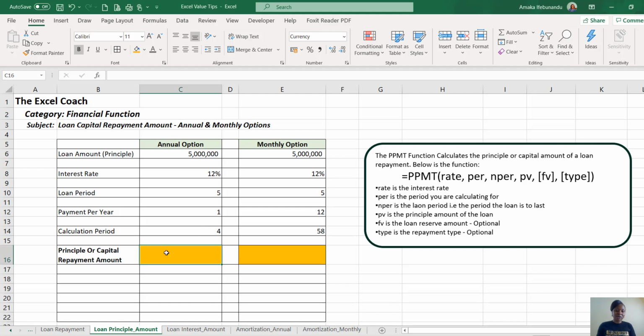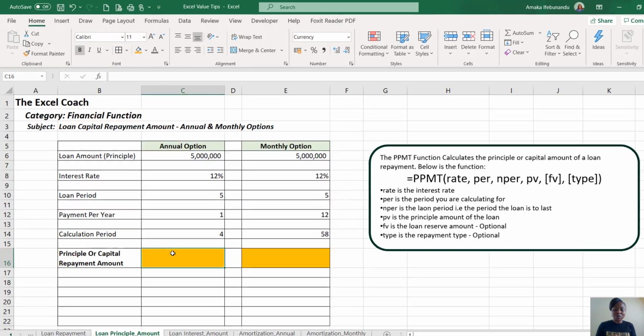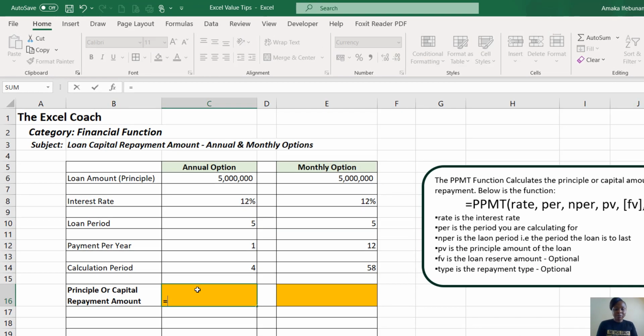So let's go into it. We have the annual option and the monthly option. So we'll be calculating the capital elements of the loan repayment amount, both the annual option and the monthly option of that capital element. So we're using the PPMT function. And to start with a formula in Excel, I always say you start with an equal to. So equal to PPMT.